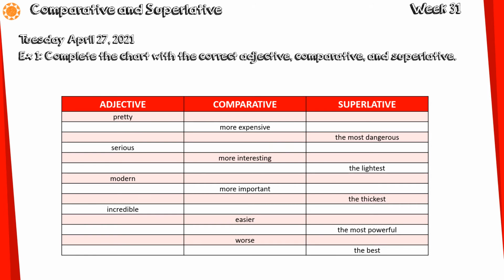Exercise 1. Complete the chart with the correct adjectives, comparatives, and superlatives. Here you have a chart with adjectives, with comparatives, and with superlatives. You have to complete it and have the three columns complete.